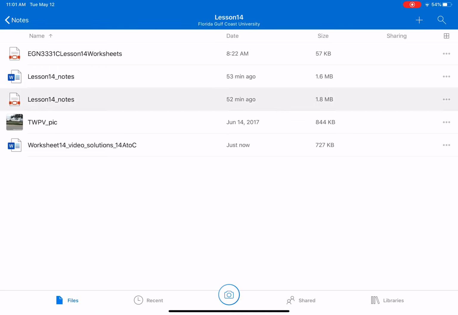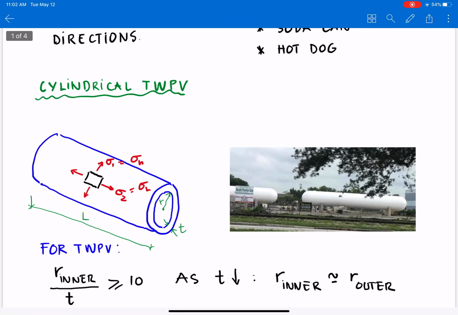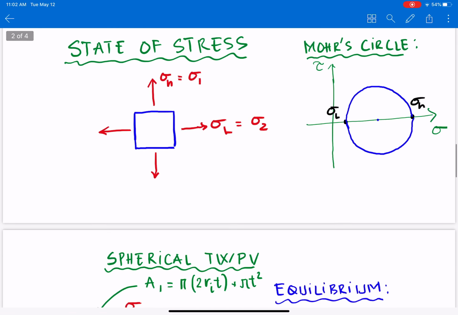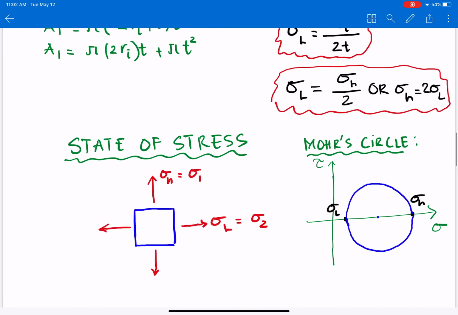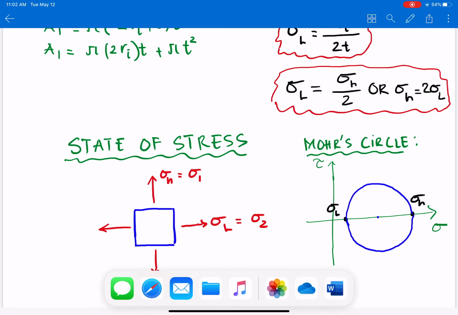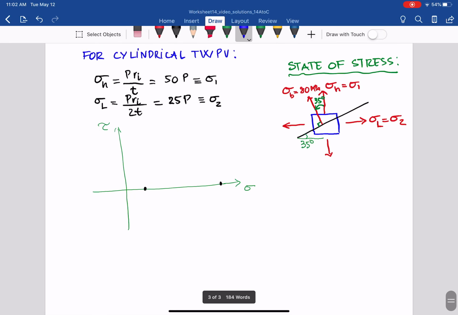Go to the lesson notes, so you can go back to review what we mentioned here, what I'm talking about, the state of stress for the cylindrical pressure vessel. So again, we can go back there. I'm going to draw the same.